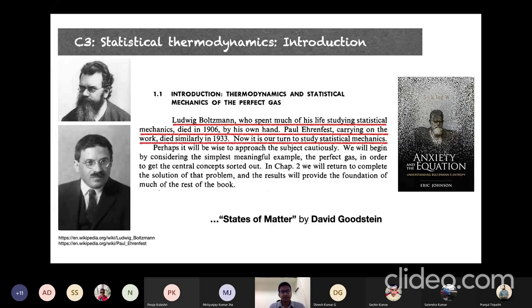So again, this paragraph I copied from another book. It's called States of Matter by David Goodstein. So the first chapter, first paragraph, he starts like this. Okay, to warn everyone, whoever is interested to study statistical mechanics. But now the next paragraph is more positive, on a positive note. So perhaps it will be wise to approach the subject cautiously. We'll begin by considering the simplest meaningful example, the perfect gas, in order to get the central concept sorted out. In chapter 2, we'll return to complete the solution of that problem, and the results will provide the foundation of much of the rest of the book. Okay, this is positive. So let's start with this note, and starting with a simple perfect gas, how we can correlate with our thermodynamics and statistical thermodynamics concepts.